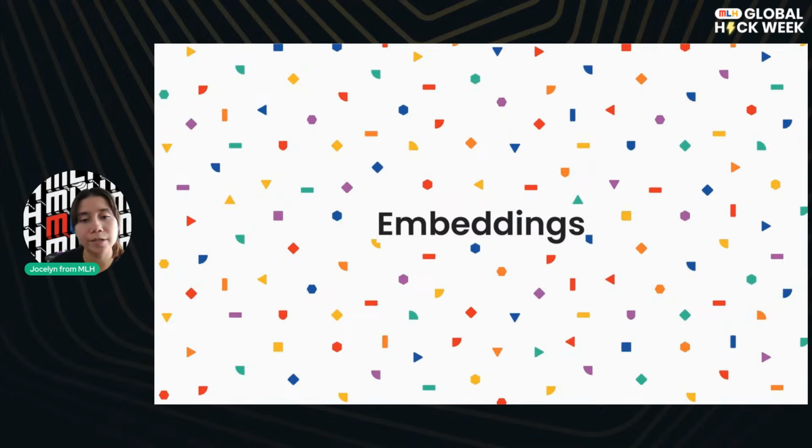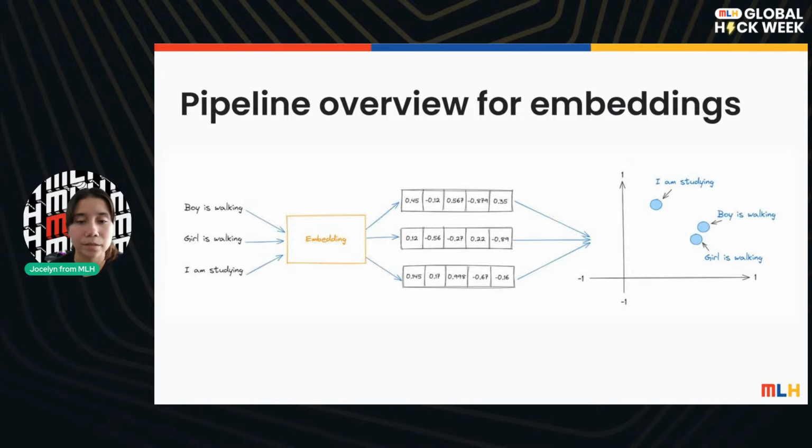Okay, the first stop of our stream is embeddings. We can see here an overview of the pipeline that embeddings follow. If there's anyone in the chat who knows what an embedding is, please drop your comment there. I'm going to give one minute to see if someone knows what an embedding is so we can explain it, and then I'm going to explain this graph as well.